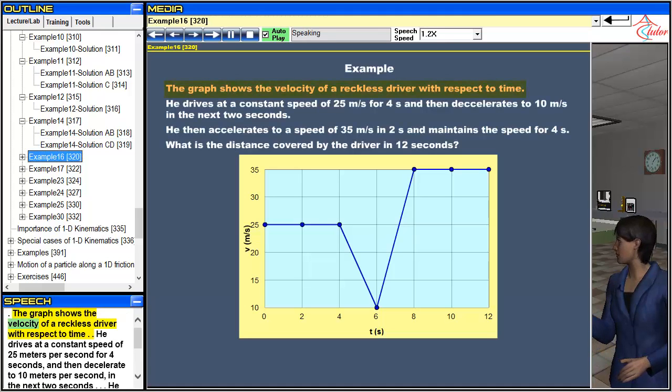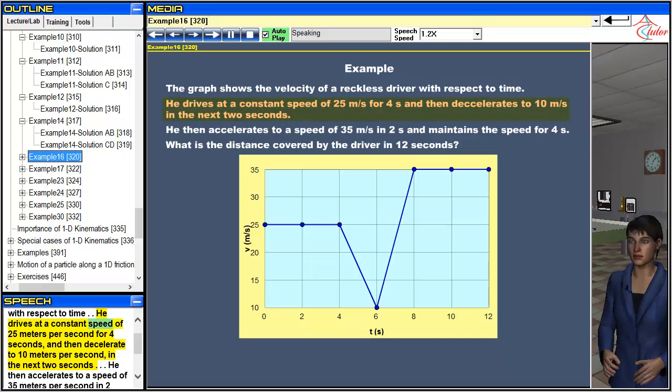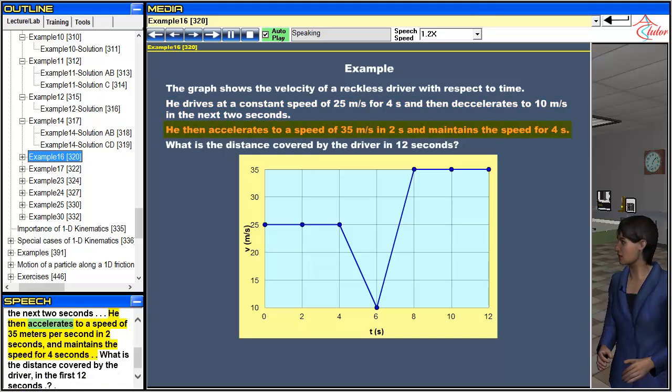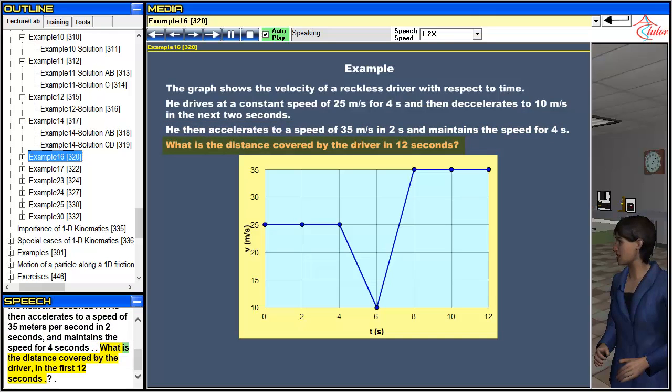The graph shows the velocity of a reckless driver with respect to time. He drives at a constant speed of 25 meters per second for 4 seconds, and then decelerates to 10 meters per second in the next 2 seconds. He then accelerates to a speed of 35 meters per second in 2 seconds, and maintains the speed for 4 seconds. What is the distance covered by the driver in the first 12 seconds?